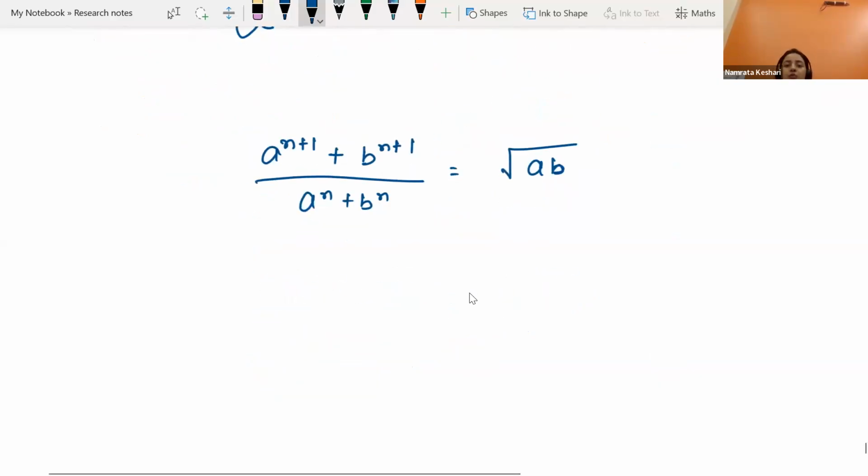So can we say that root ab means ab to the power 1 by 2? Can we say that?